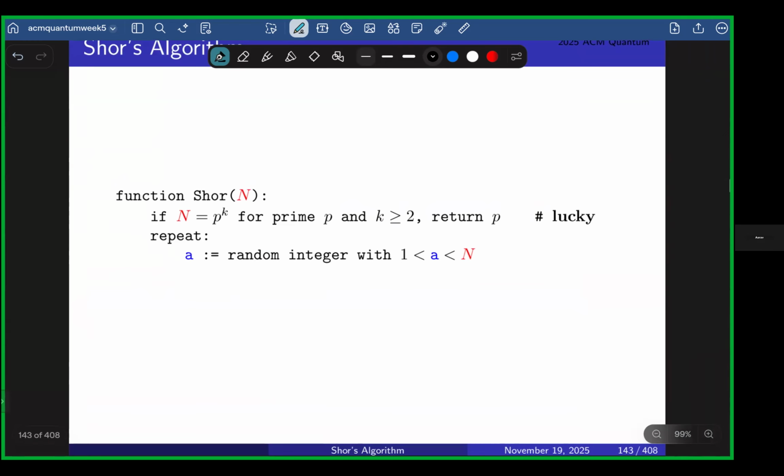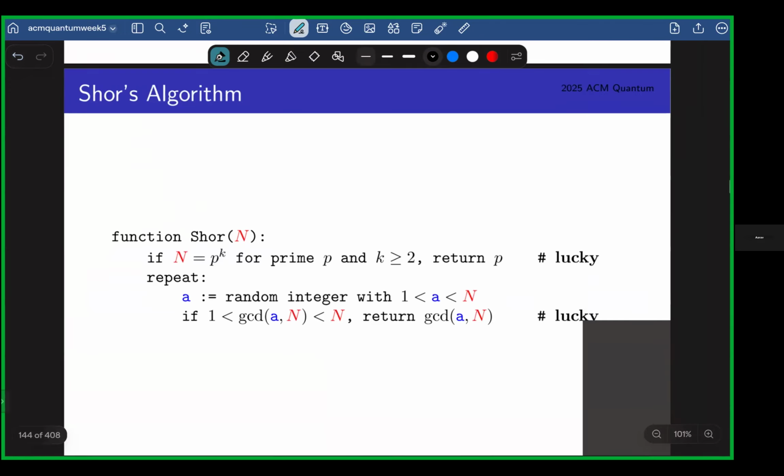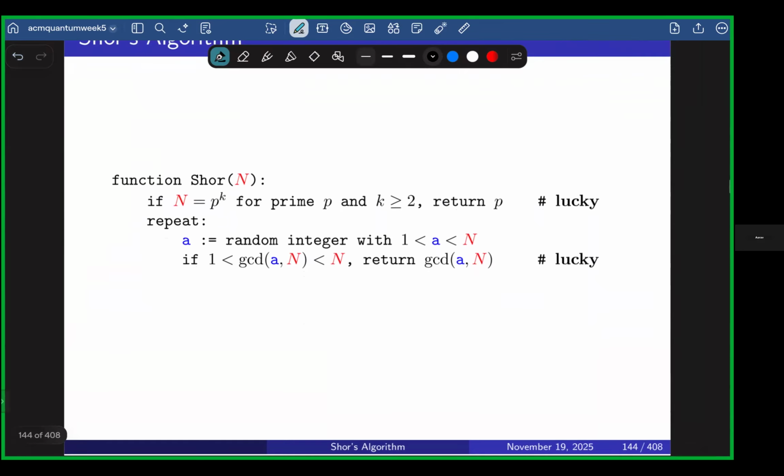The second line in the code is you just keep repeating. What you're repeating is choosing A's. Again, A is a random integer. This should actually be 2, and this should actually be n minus 1. So you pick that random integer A. You test if you got lucky, test if you already found a factor. We discussed that.